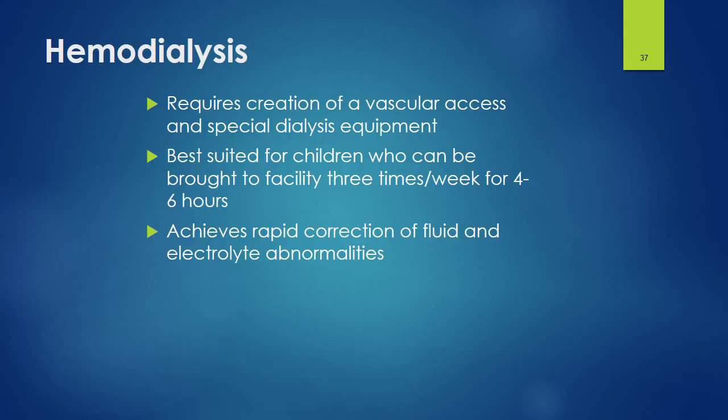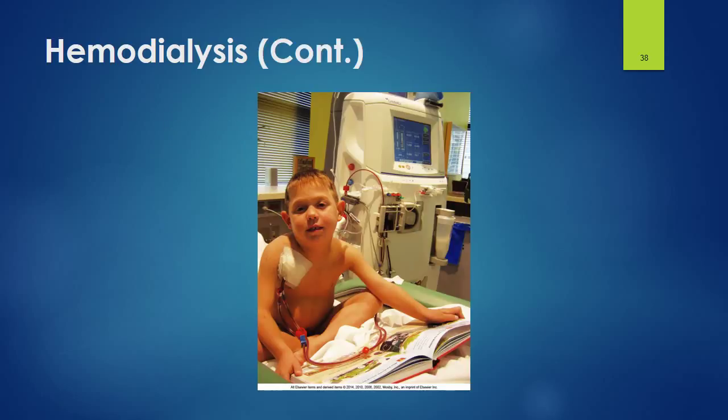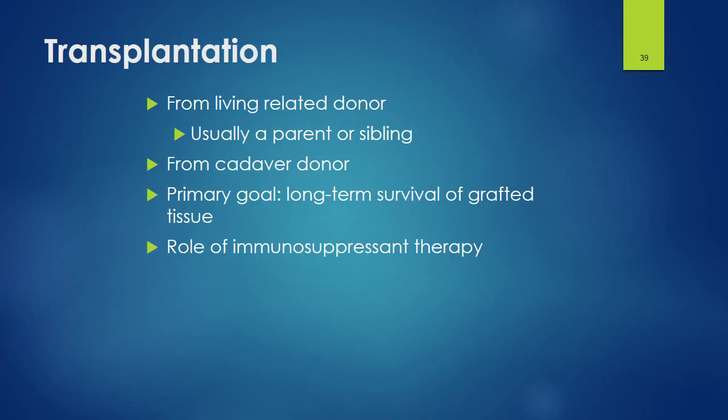Hemodialysis requires creation of a vascular access and special dialysis equipment. It is best suited for children who can be brought to the facility 3 times a week for 4 to 6 hours. It achieves rapid correction of fluid and electrolyte abnormalities. Here is a picture of a child undergoing hemodialysis. Kidneys may come from living related donors, such as a parent or a sibling, or from a cadaver donor. The primary goal is long-term survival of grafted tissue. Of course, these patients would be on immunosuppressant therapy.